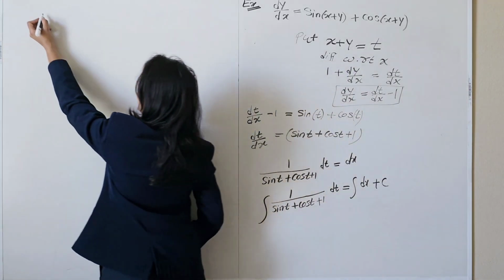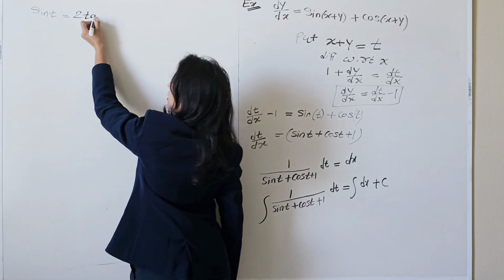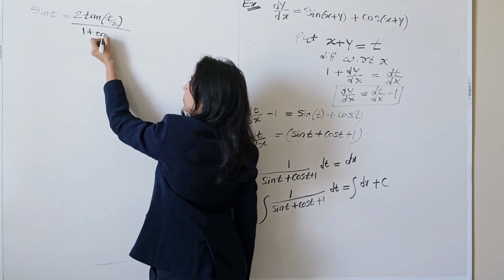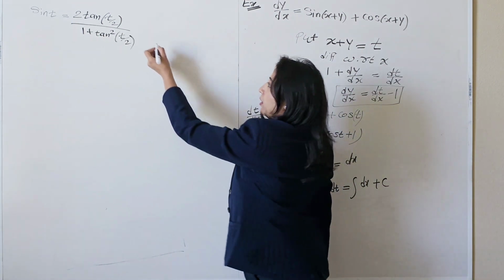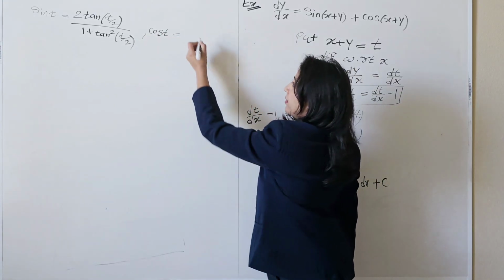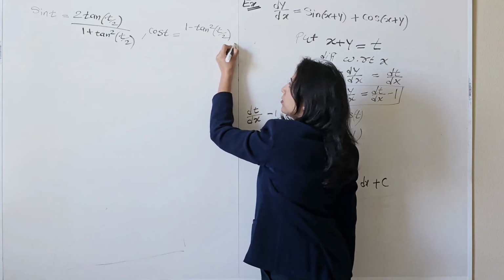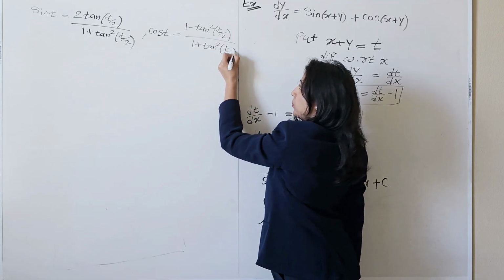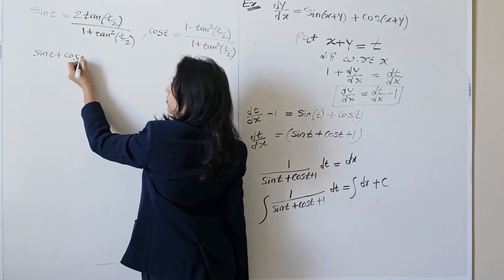Here sin t we can write as 2 tan(t/2) divided by 1 plus tan²(t/2), and cos t we also have to convert in the form of tan: 1 minus tan²(t/2) divided by 1 plus tan²(t/2). So in the denominator it is sin t plus cos t plus 1.